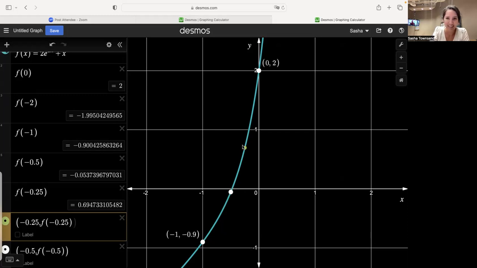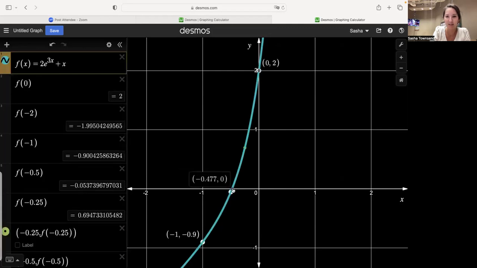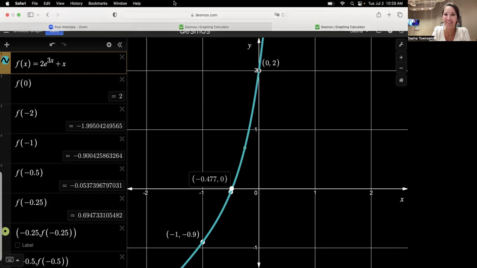And it's not really getting us that much closer, but you can see that the x value has to be between -0.5 and 0.25. The y values are sort of getting closer together. But you can keep doing this and eventually you can get to the 0, or you could just use the calculator. And you see the calculator tells us that the x value that we're interested in is approximately -0.477. And that gets us where we want to go.